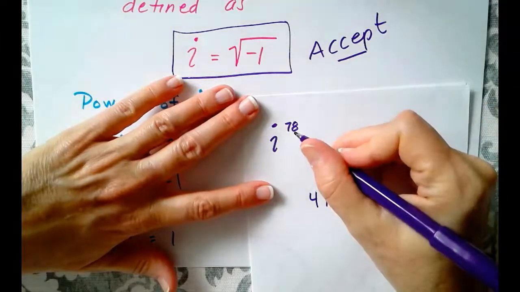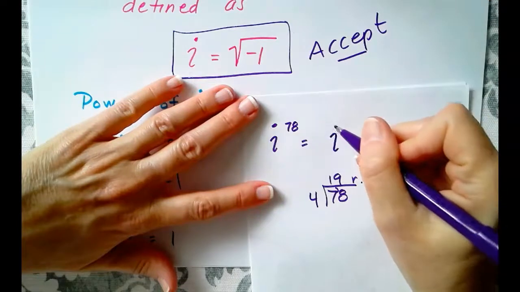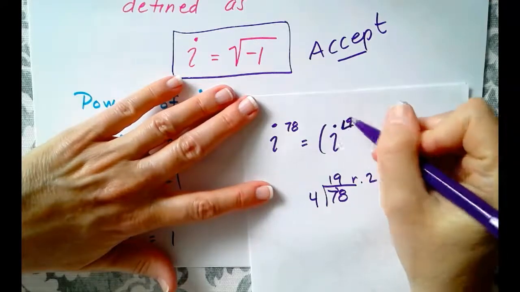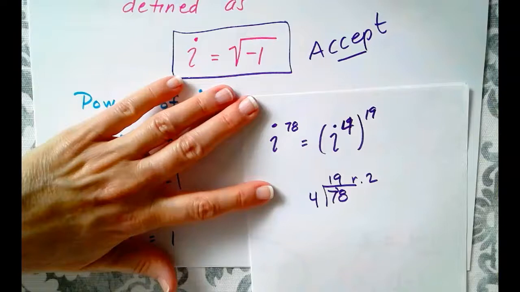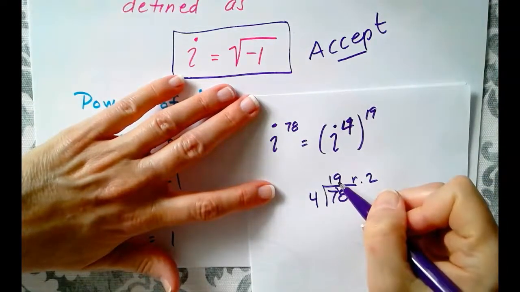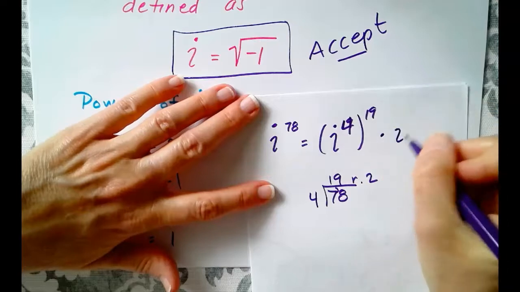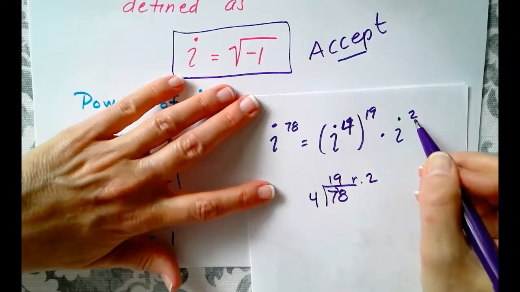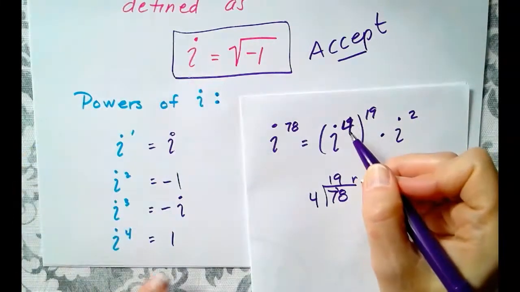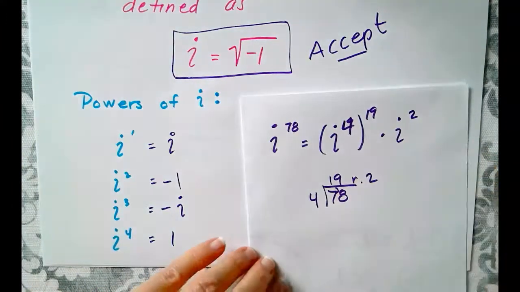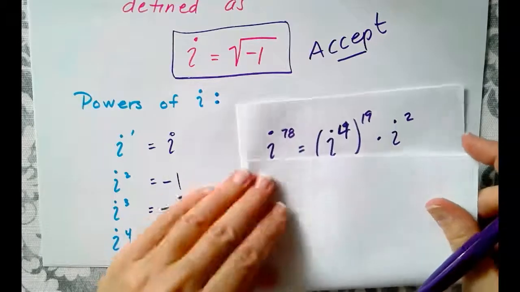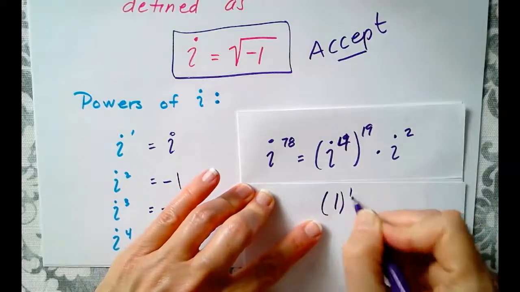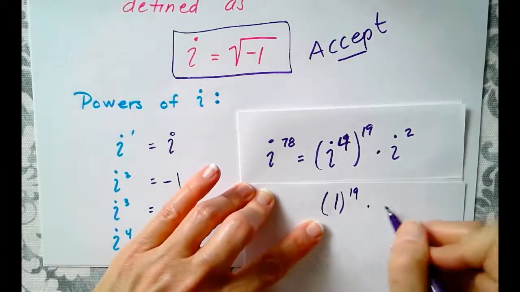We could say that i to the 78th is i to the fourth raised to the 19th power, times i squared. Why? Because 4 times 19 is 76, and then plus 2 more is 78. And of course, i to the fourth is 1. So if we have i to the fourth, which is 1, raised to the 19th, that's still 1, times i squared.